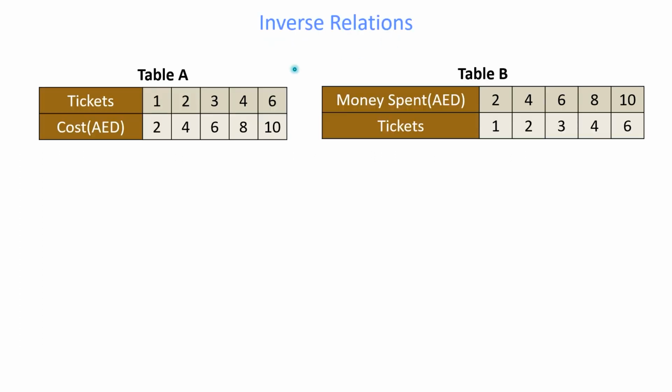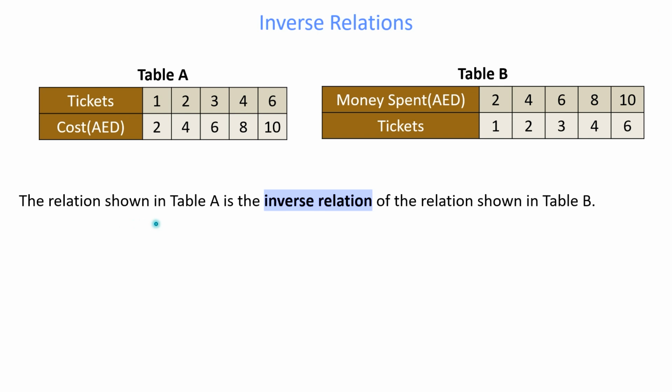Inverse relations. So we have these two tables here. Table A relates how many tickets were bought to how much they cost, and table B relates the amount of money spent with how many tickets were bought. Now, in fact, the relation shown in table A is the inverse relation of the relation shown in table B.